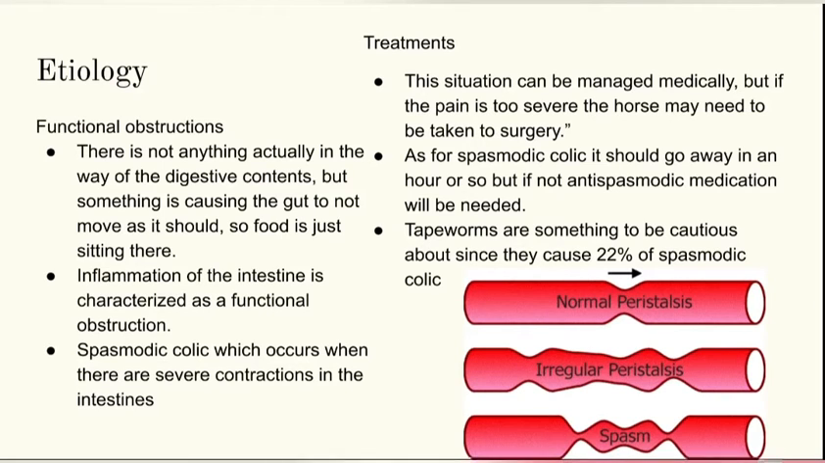Tapeworms are something to be cautious about since they are the cause of 22% of spasmodic colic. In the image below, you will see a normal intestine, an irregular one, and then a spasm.